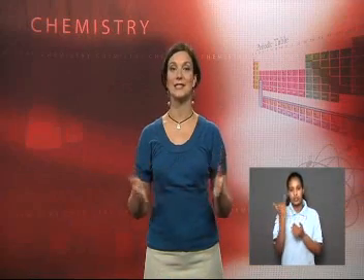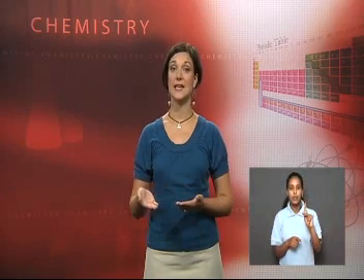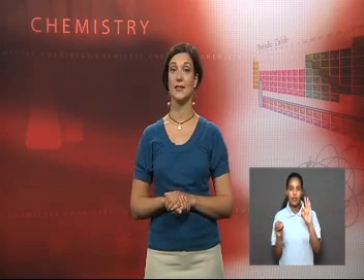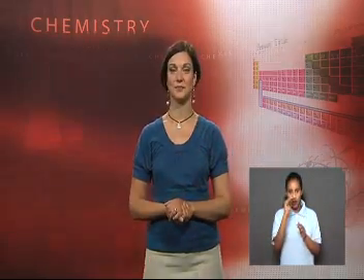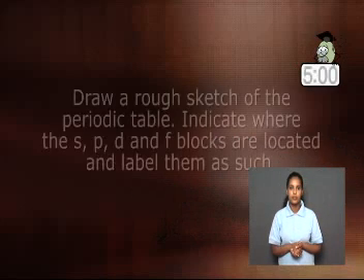Well done, students. Let us move on and try another activity. Now we are able to classify different elements in terms of their block. Let us locate them on the periodic table. Please draw a rough sketch of the periodic table. Indicate where the S, P, D, and F blocks are located and label them as such. Students, let's get ready. Begin.